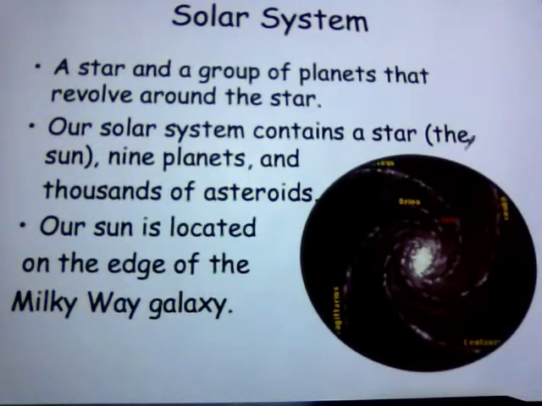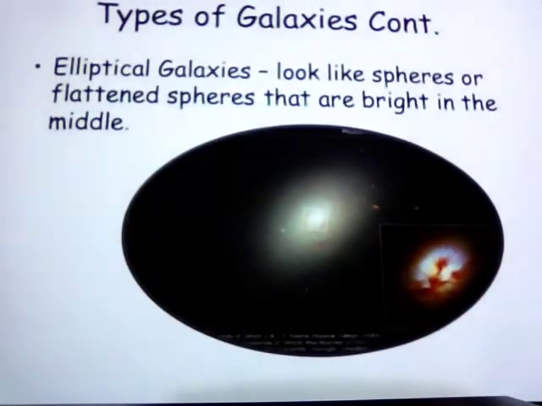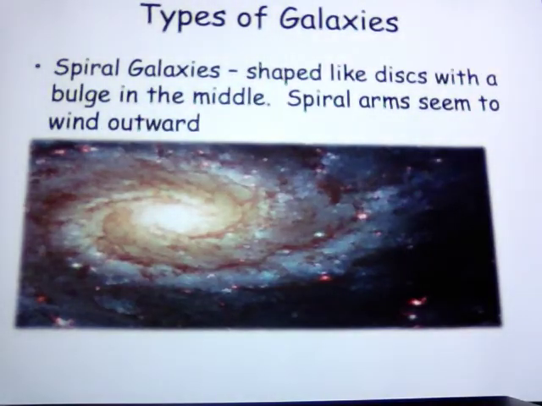If you look at the picture on this slide, our sun is right here, actually on one of the spiral arms of our Milky Way galaxy. We are not located in the middle. So there's 3 types of galaxies.